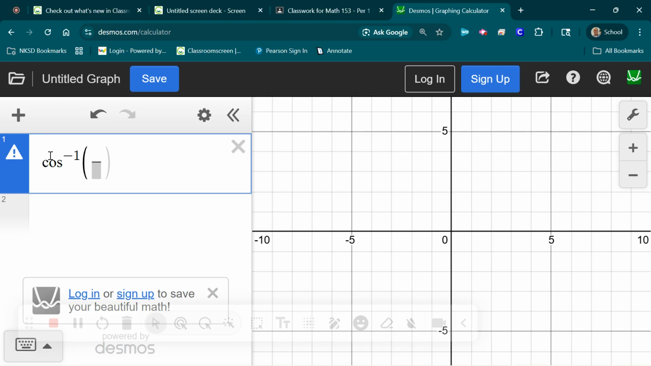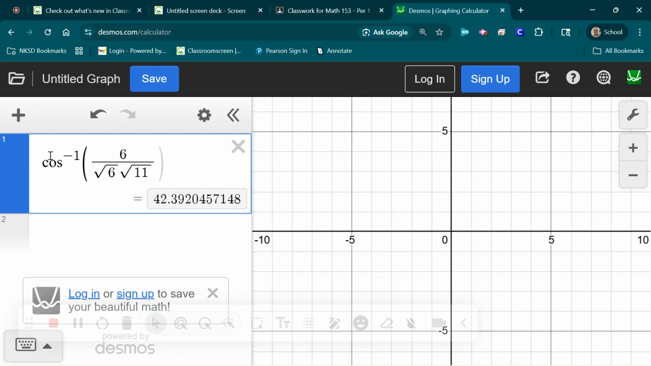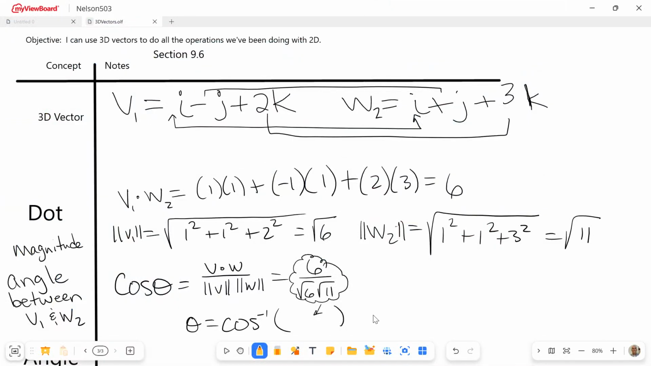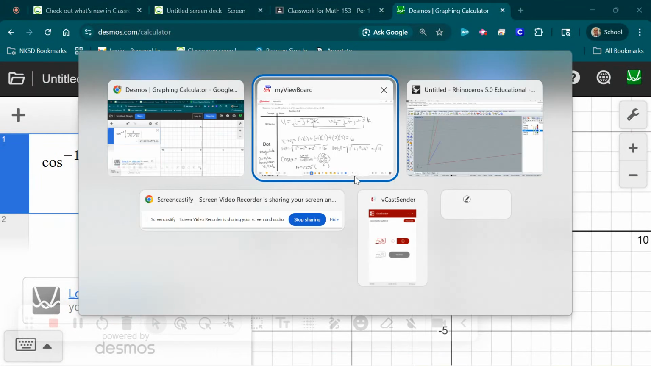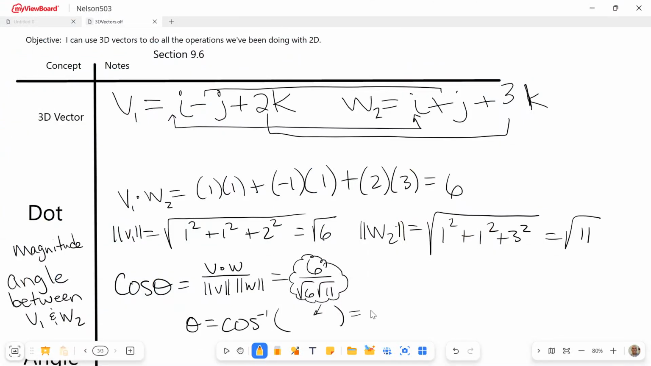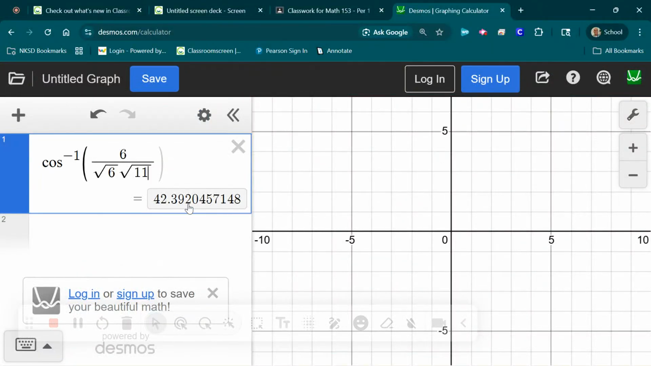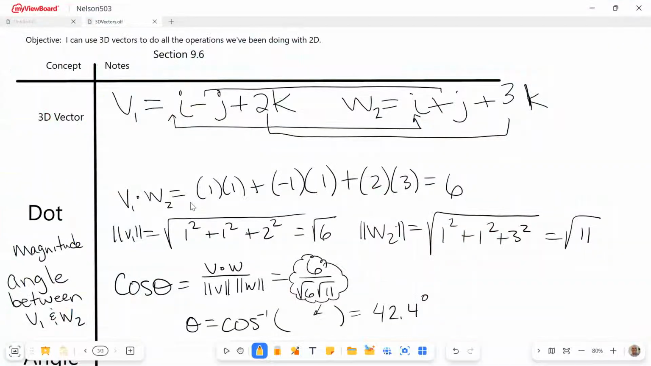We had a 6 in the numerator, and we had square root of 6 times the square root of 11, didn't we, in the denominator? So I'm getting about 42 degrees. Could you check that for me? See if you can get about 42 degrees on your computer. So 42.4 degrees. I'll round to the tens place because I think the homework wants you to round to the tens place. All right. Well, I hope I'm making this clear.